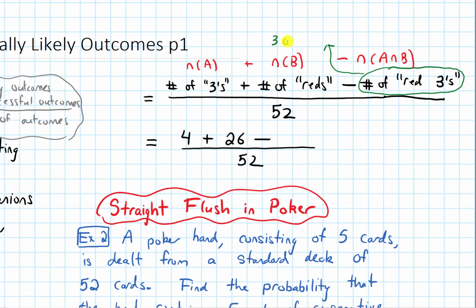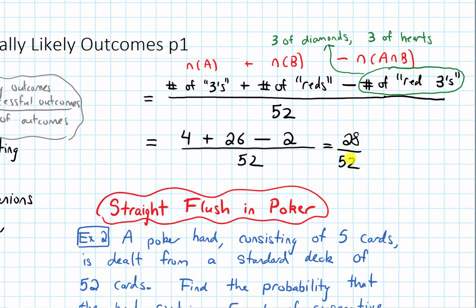So we could either have the 3 of diamonds, or we could have the 3 of hearts. So there's 2 cards that are red 3s. So we're going to subtract 2. That's how many elements we have in this intersection. Alrighty, so 4 plus 26 minus 2 gives us 28, and then divided by 52.